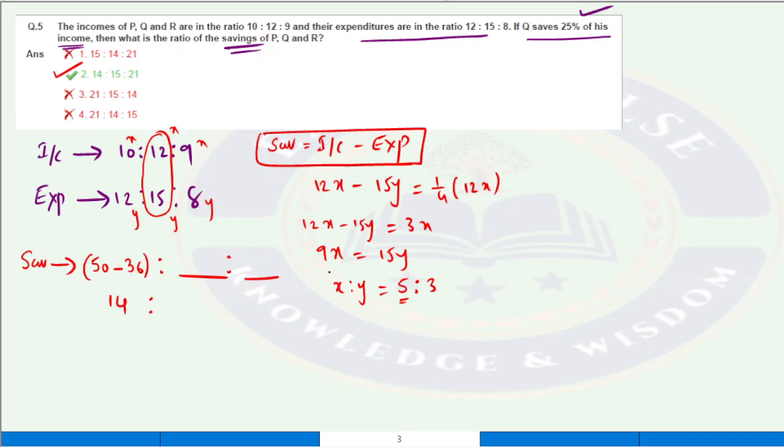12 into x, 12 fives are 60 minus 15 threes are 45. Therefore the difference is 15. Now 9x, 9 fives are 45 minus 8y, 8 threes are 24. Therefore it is equal to 21. Again, if it is possible to divide by any number you can go for it, but it is not possible in this case. Therefore the answer is 14 is to 15 is to 21.